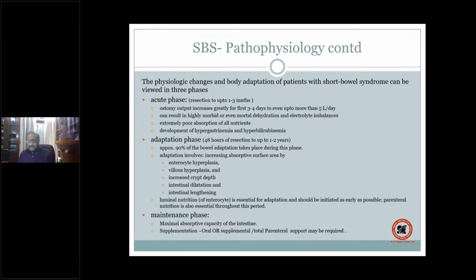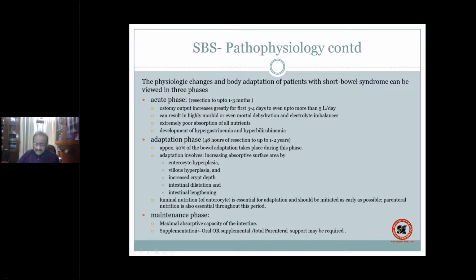Luminal nutrition of the enterocyte is essential for any adaptation. This enterocyte has to maintain its own nutrition. So that is why what is said is that in any patient where you have any kind of intestinal surgery done, reinstitute oral therapy as early as possible. Why? Because that oral therapy is essential for supplying the nutrition to the enterocyte. Parenteral is also essential, but that is basically essential to maintain the other body functions. As far as the enterocyte function and the integrity of the enterocyte are concerned, it is the oral nutrition which is most important. So try to introduce luminal nutrition as early as possible.